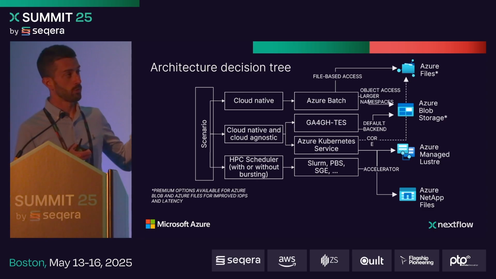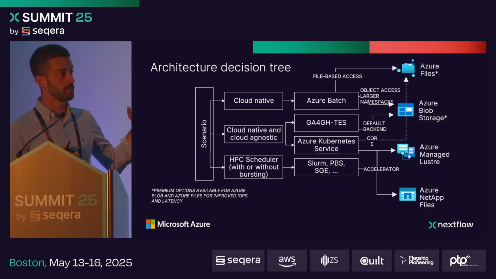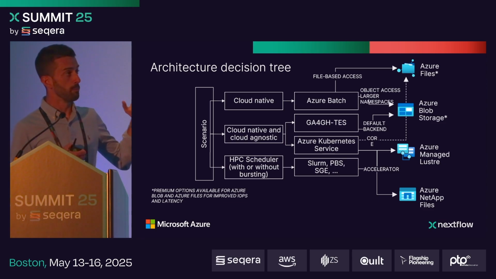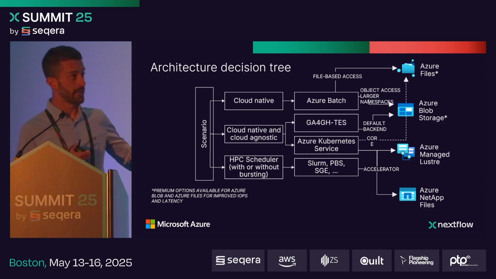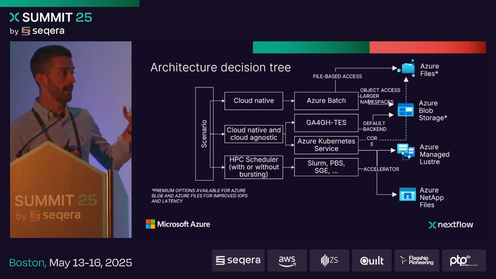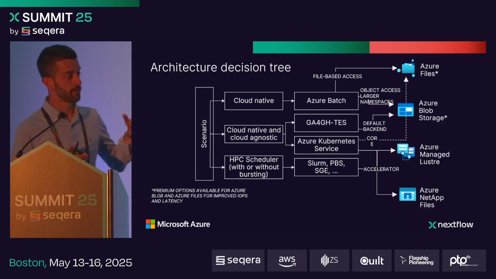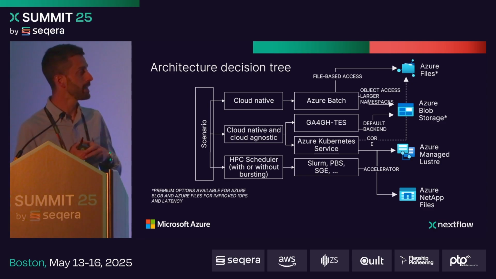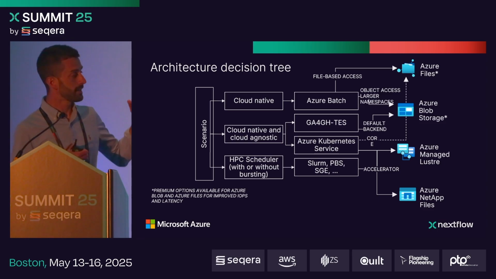First of all, it depends on where you are today and how much you want to be cloud native or cloud agnostic. Depending on that, and also depending on whether you have dependencies from your on-premises world, like a specific HPC scheduler, you can select the different solutions that you can see there.